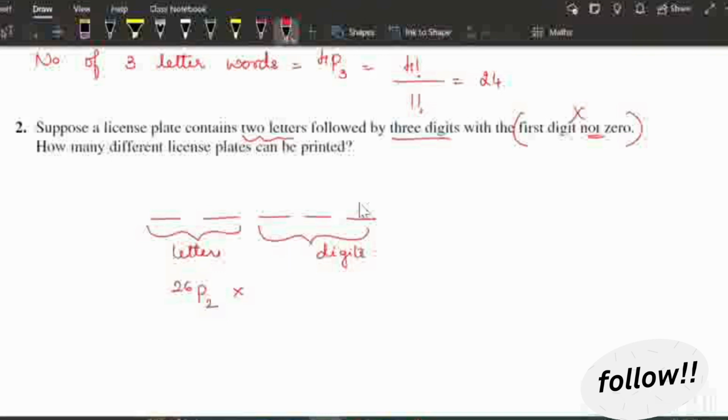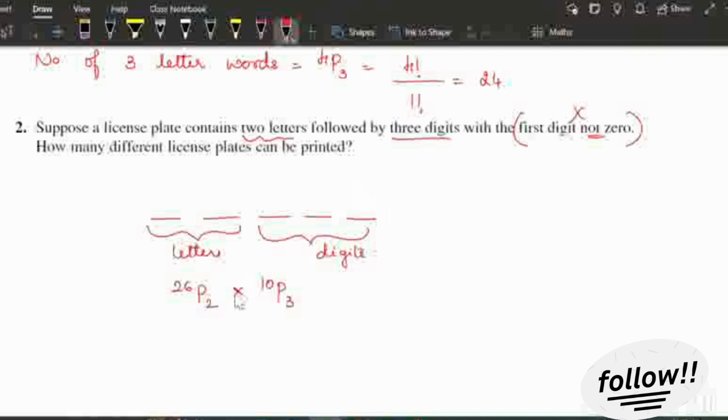Into, we have 10 digits. In that 10 digits, I can pick any three digits and arrange them in these three positions, and that is going to be 10P3. Understood? Select three digits from these 10 digits and arrange them in any order.